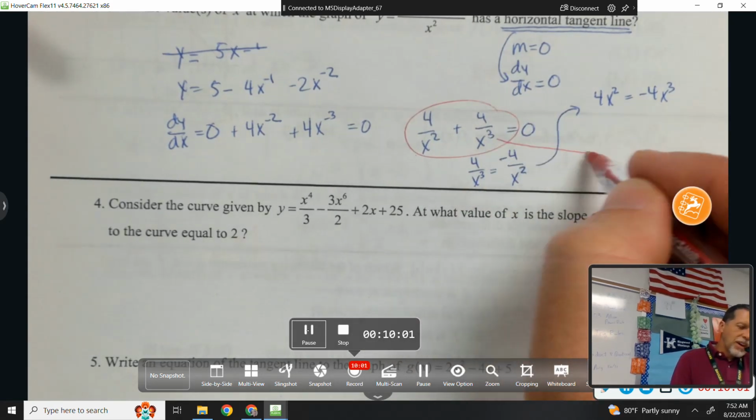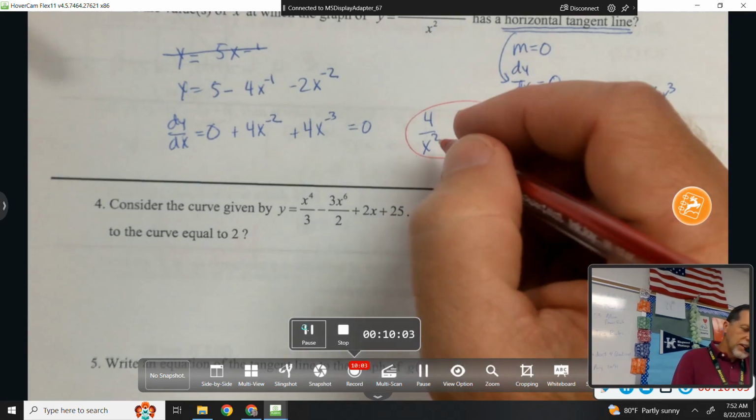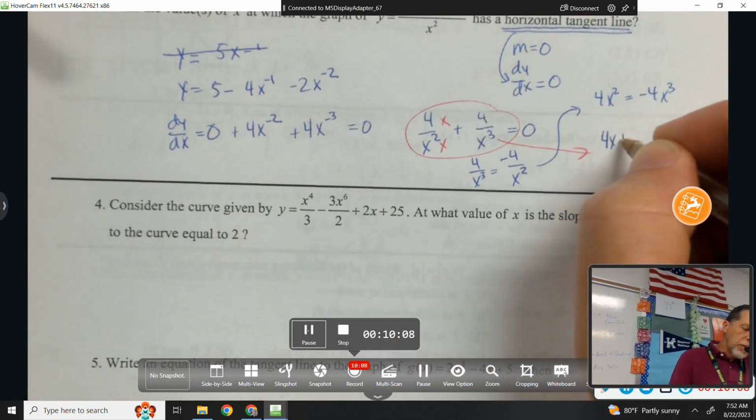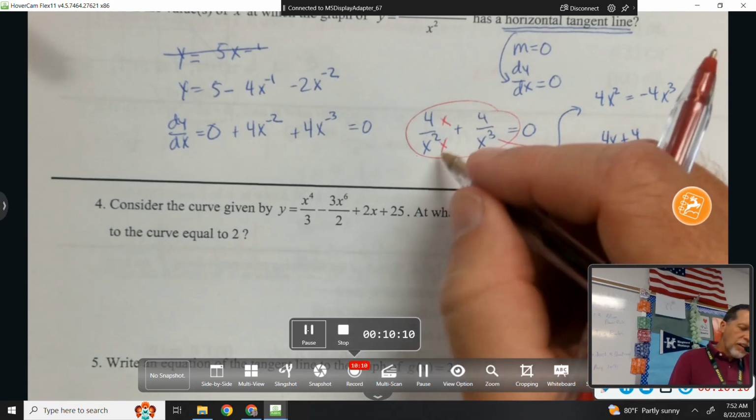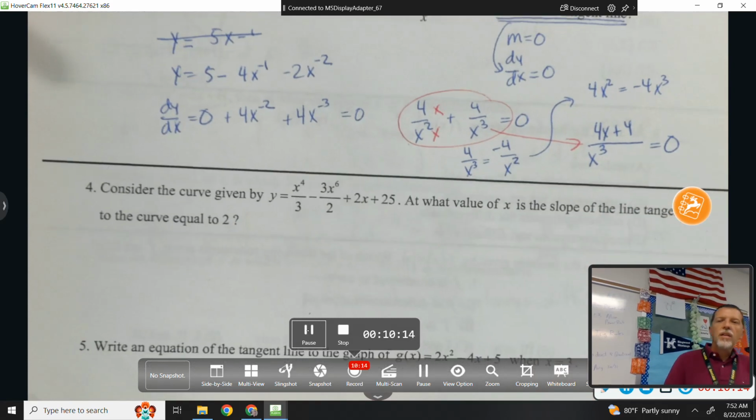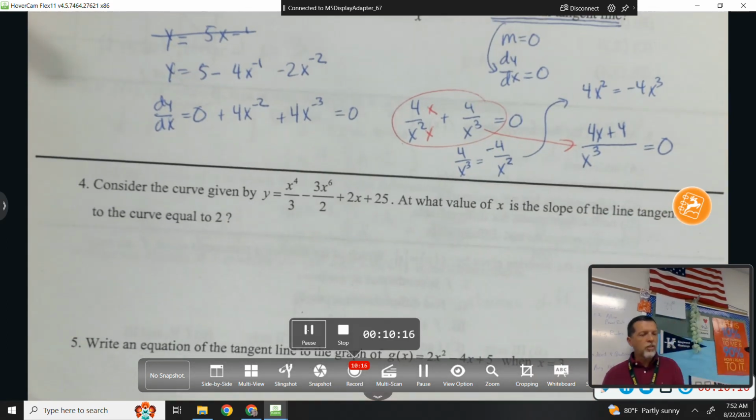Let's jump back here. Let's just get a common denominator. This will better fit with the way we ask the questions later. So that first one needs an x top and bottom. So 4x plus 4 over x cubed equals 0.